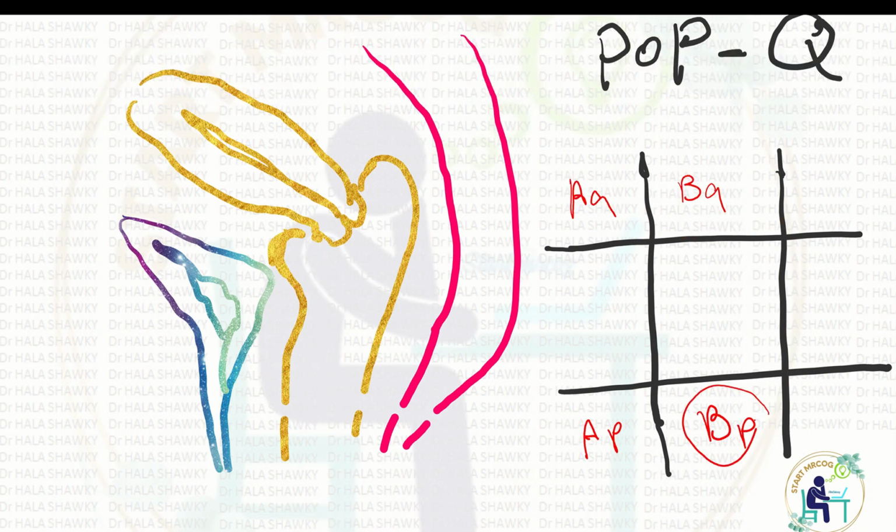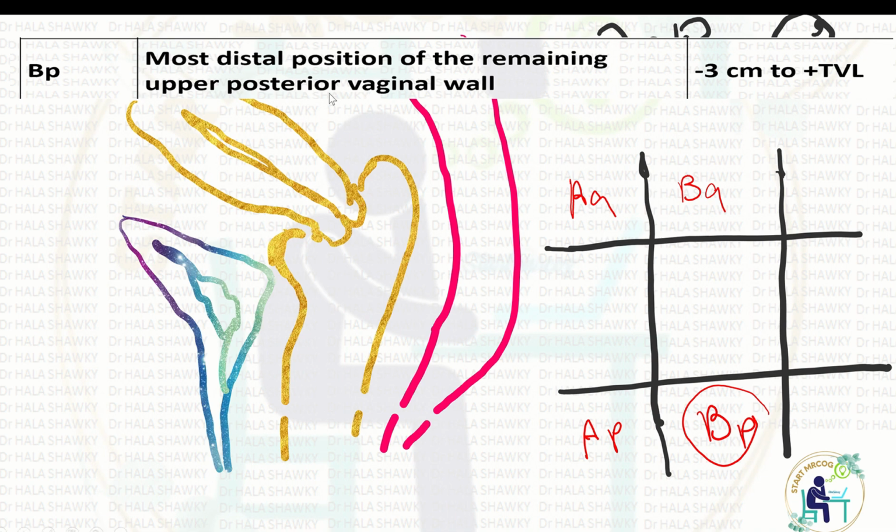Same applies to the point B posterior, which is the most distal position of the remaining upper posterior vaginal wall. So it lies between the point A posterior on the remaining part of the posterior vaginal wall, and it could be anywhere on this part. Here lies the point BB, B posterior. Also, it is not fixed, it could be anywhere.